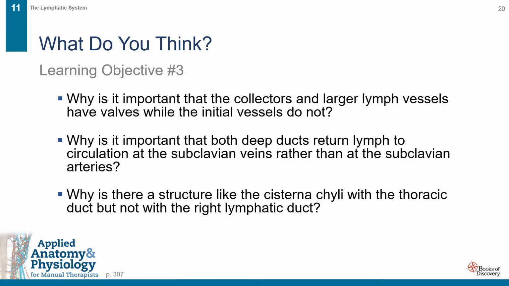Time now for our second What Do You Think segment. Why is it important that the collectors and larger lymph vessels have valves while the initial vessels do not? Why is it important that both deep ducts return lymph to circulation at the subclavian veins rather than at the subclavian arteries? And why is there a structure like the cisterna chyli with the thoracic duct but not with the right lymphatic duct?